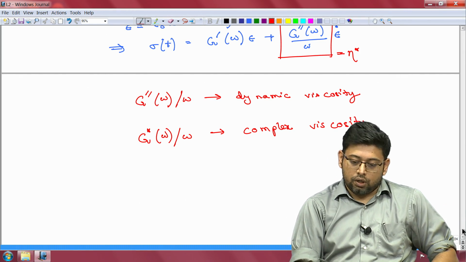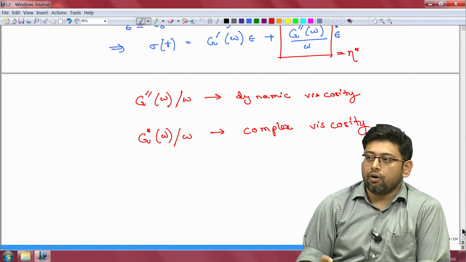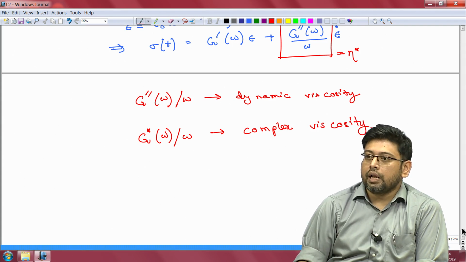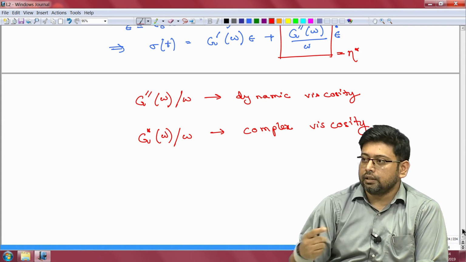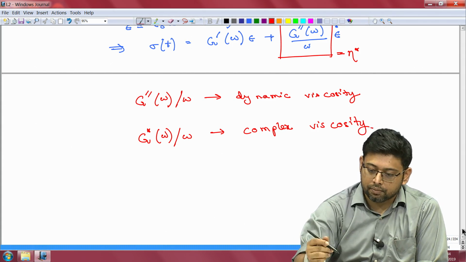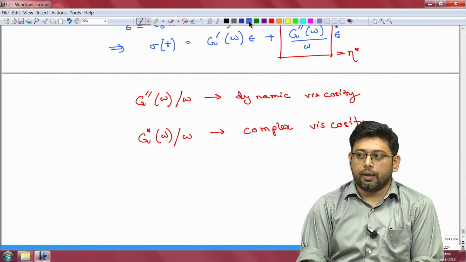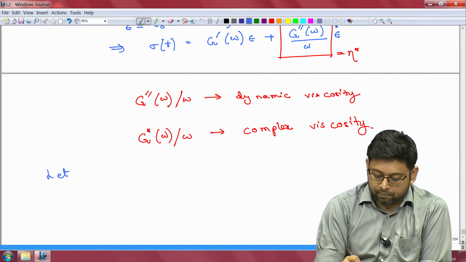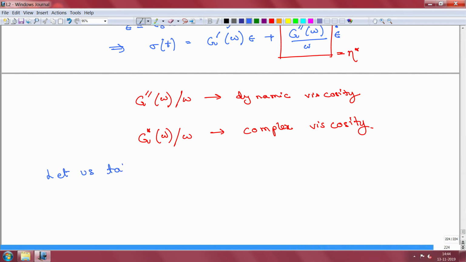Okay. So, having derived all this, there is one example that we are going to start, and I will encourage you to try and finish it in the next class, and that sample problem we will finish next time, but I am going to start the problem today. Okay. So, let us take the case of the Maxwell fluid.